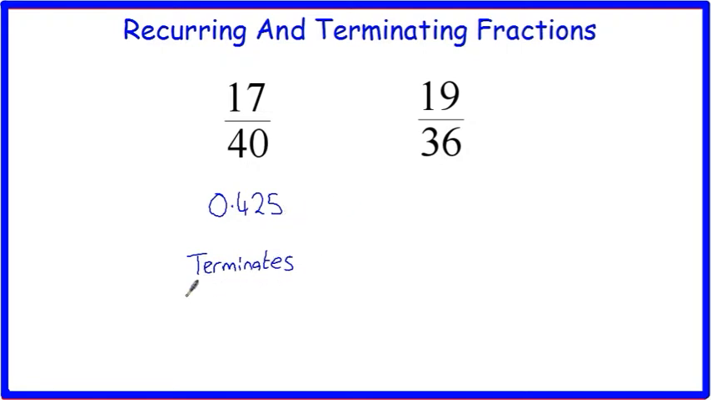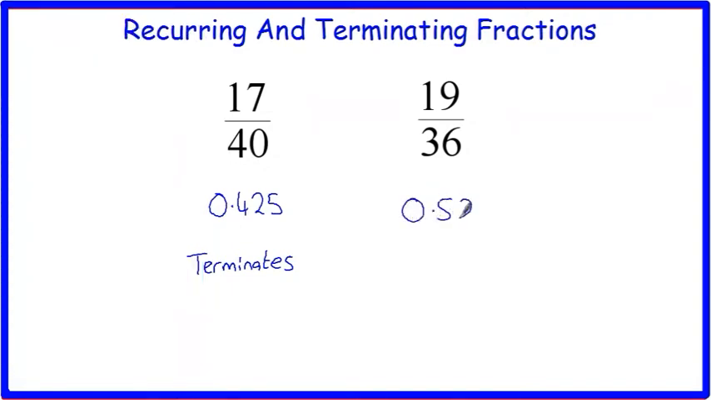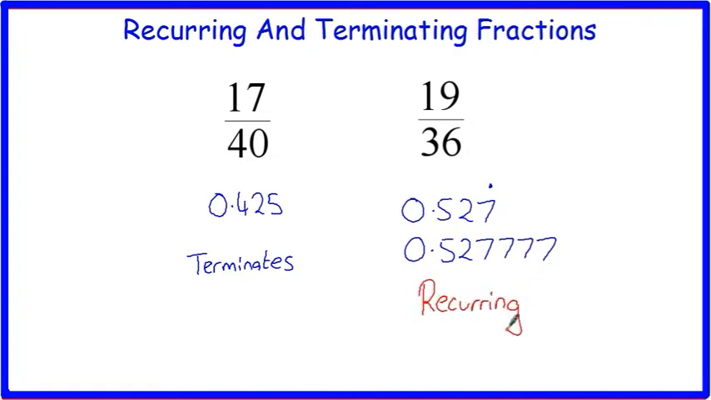That one there terminates. Now, if I was to type in 19 over 36, press SD, it's 0.52 and then a recurring sign over the 7, 0.527, which means the 7 goes on forever. And that is recurring. So terminate when it stops, recurring when it goes on forever.